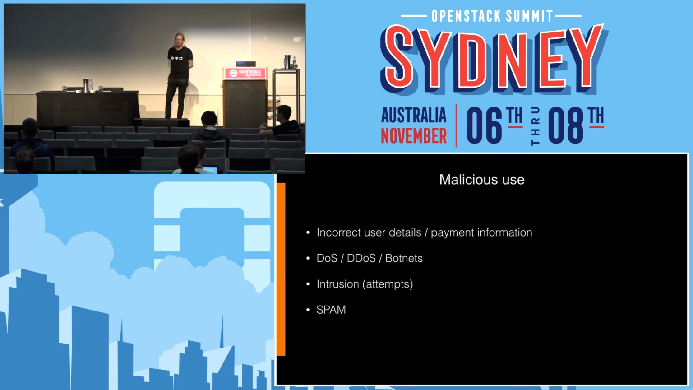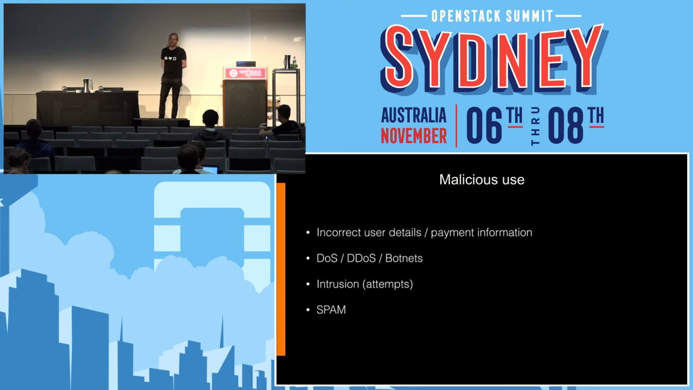Okay, when it comes to malicious use, some of the problems we see is the classical incorrect user details or payment information. The customer doesn't write the correct information, it's not the correct name, address, and so on, or uses stolen credit cards or the like for payment information. We can also see denial of service attacks and distributed denial of service attacks, both incoming and in some cases outgoing. Or we could see virtual machines in our service that become members of a botnet or such malicious networks.